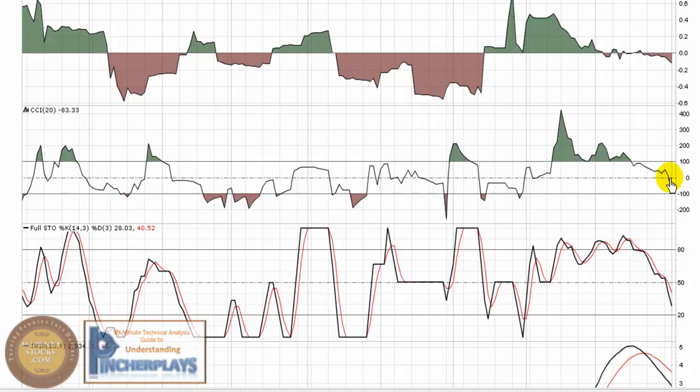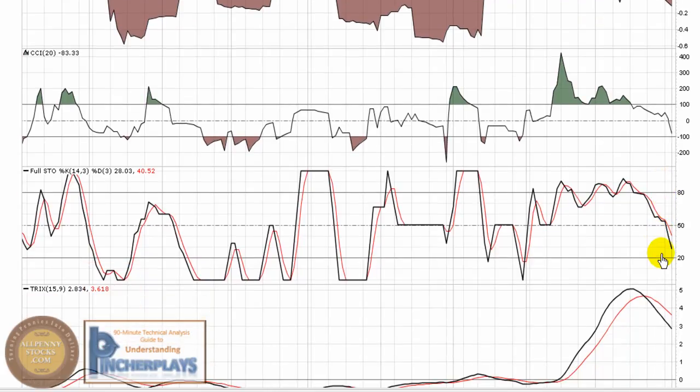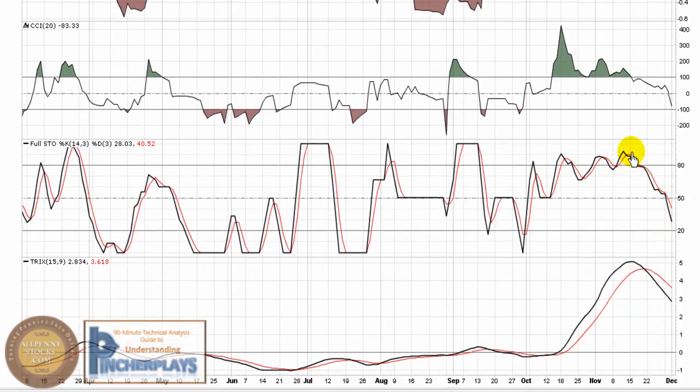CCI breaking back down through zero. You can see this was the buy point according to Lambert. The buy was there. It was a hold all the way until here. And this was that area where it peaked out and started coming back down. Just a little bit of technical analysis lesson as far as how reliable the CCI can be when combined with other indicators.